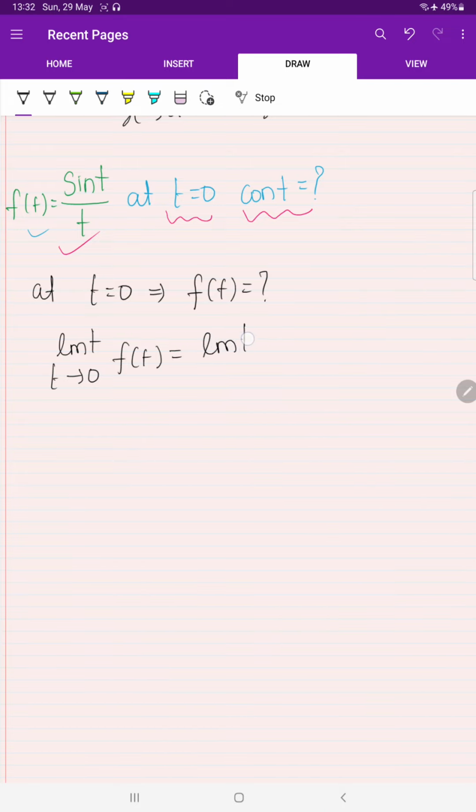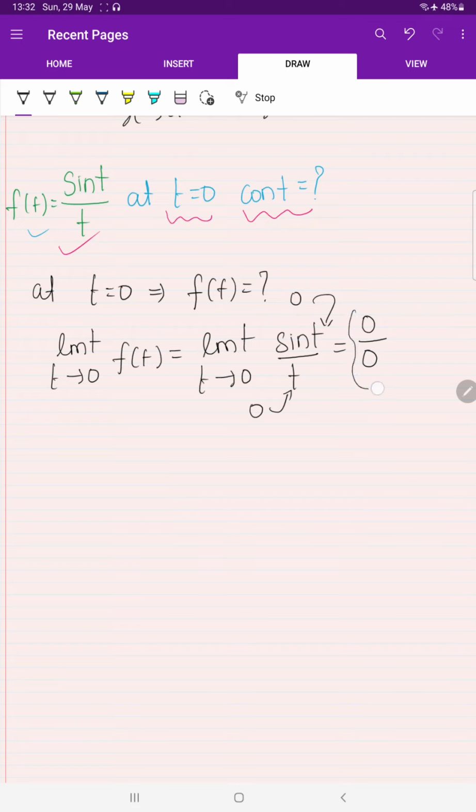Yes sir. Now the limit, t is approaching 0, f of t is clearly defined as sin t upon t. Now it's time to replace t by 0. So if I replace t by 0, here also it is going to be 0. What is the value of sin 0? Sin 0 will be 0 sir. What is the value of t equal to 0? That is also 0 sir.